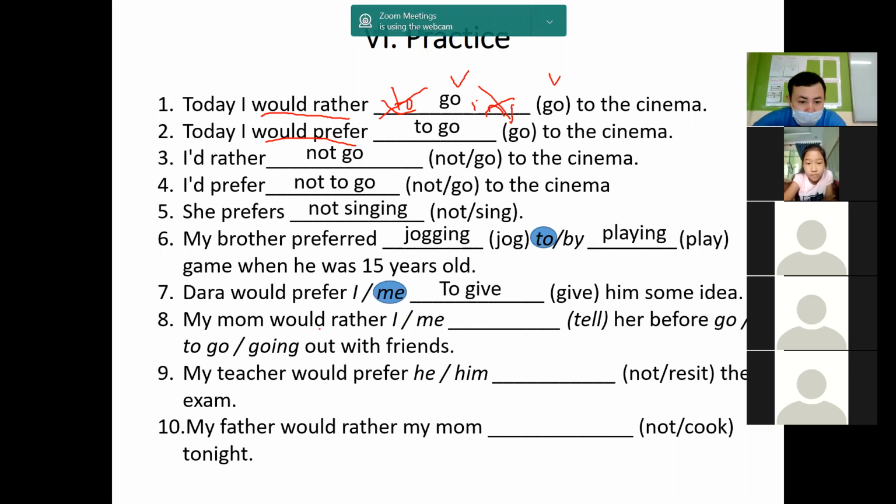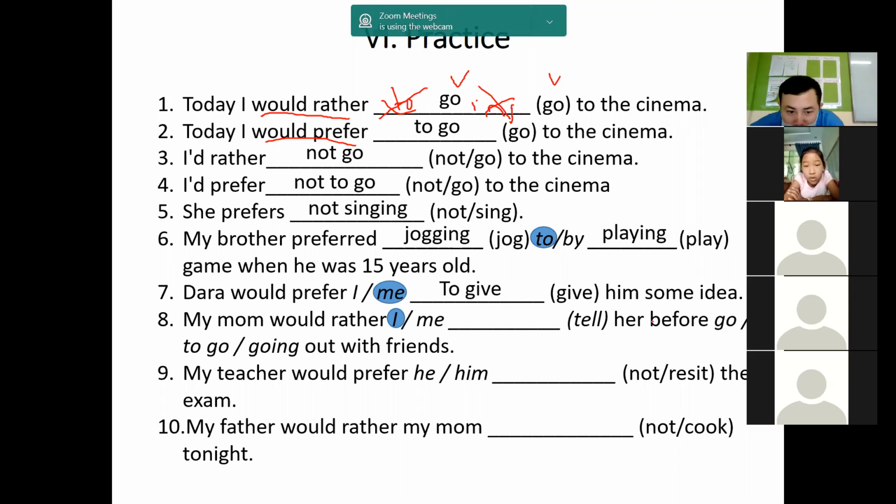My mom would rather telling her before going out with friends. My mom would rather plus what? Remember the form: would rather plus past simple, right? My mom would rather I what? Tell, to tell... Told. Told. Good. My mom would rather I told her before, plus what?